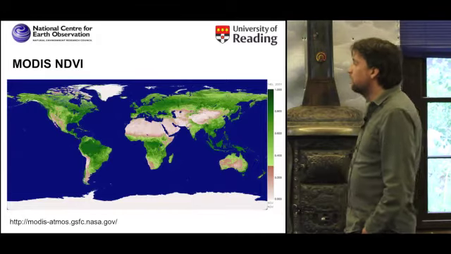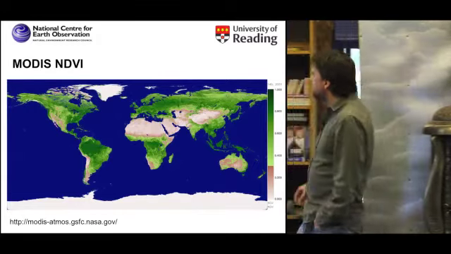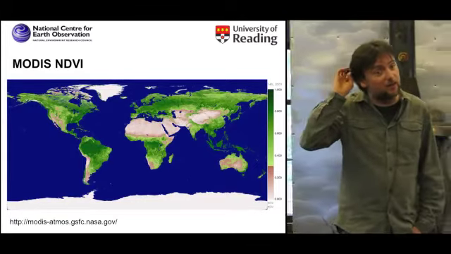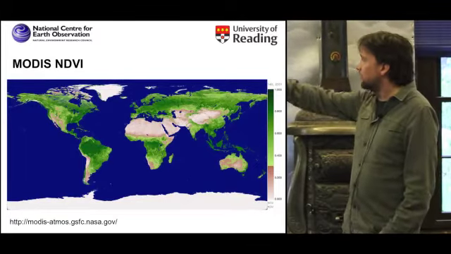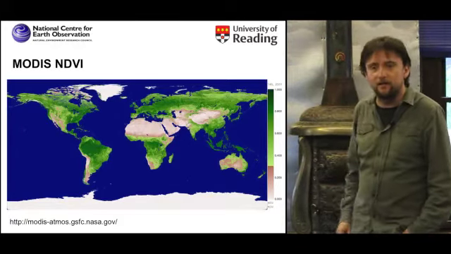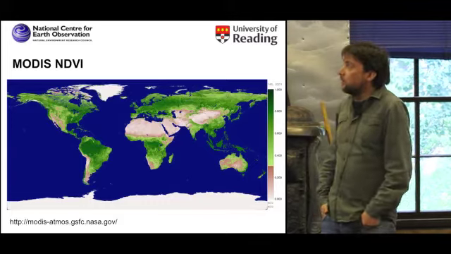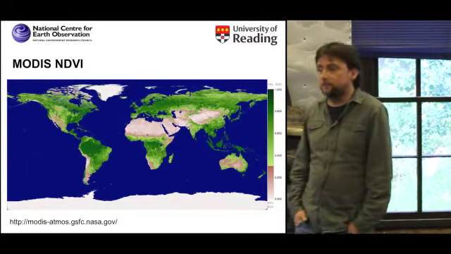You can see this is a global map of NDVI from some point in time and a conveniently broken scale bar, but you can see that it's representing the spatial variability of what you might expect of vegetation across the world. So, there is some valuable information in there.